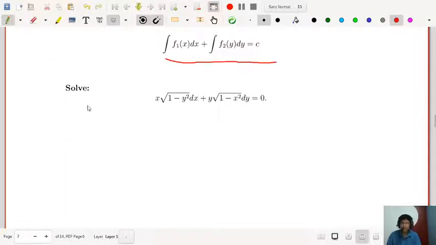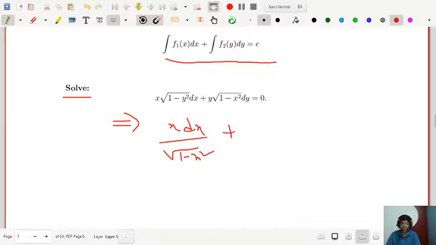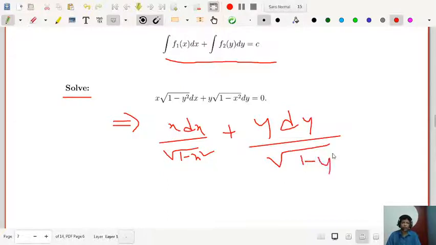Let us apply it here. Let us have an example for solving this. So x into root over 1 minus y squared dx plus y into root over 1 minus x squared dy equal to 0. You can separate like this: multiplying throughout by 1 by root over 1 minus x squared into root over 1 minus y squared. In that case x and y will be separated, and you will get x dx by root over 1 minus x square plus y dy by root over 1 minus y square equal to 0.